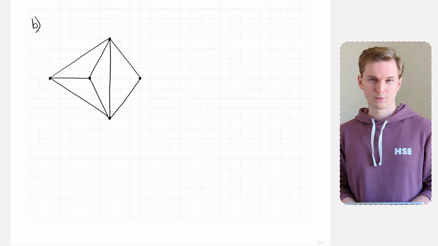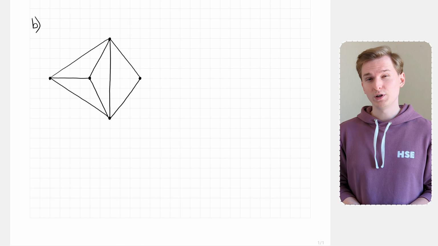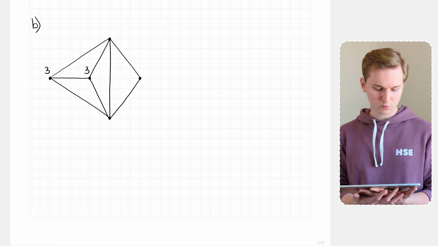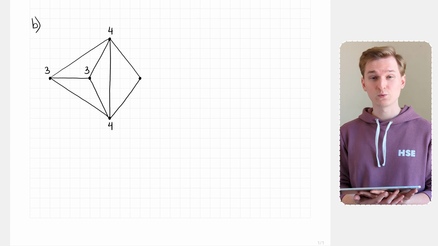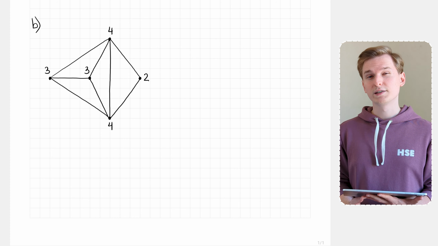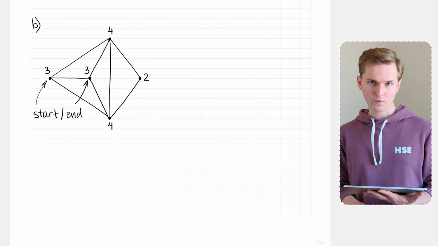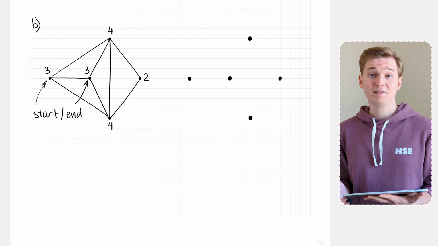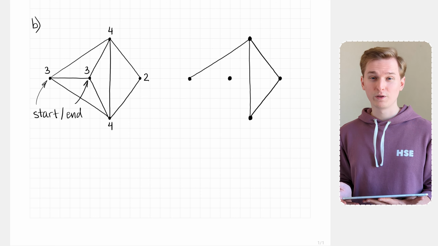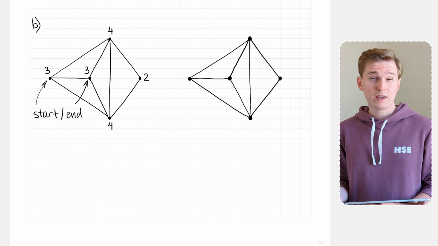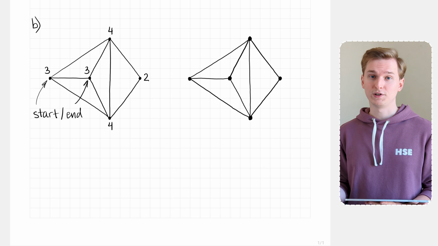Now, on to diagram B. Checking the vertex degrees, we have 2 vertices with degree 3, 2 vertices with degree 4, and 1 vertex with degree 2. Since there are exactly 2 odd degree vertices, we can try starting from one of them and finishing at the other. Now, that isn't hard to come up with an appropriate pathway. In this case, it's possible to draw this graph. The key was analyzing vertex degrees.